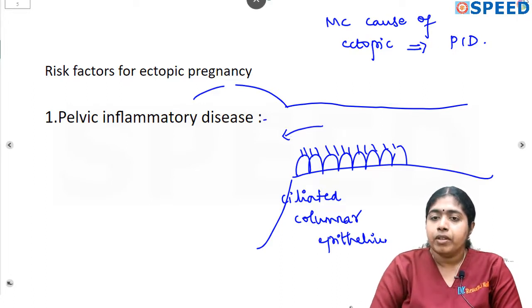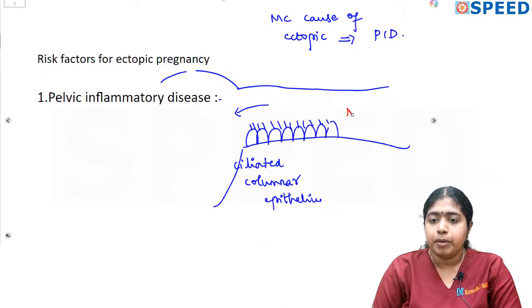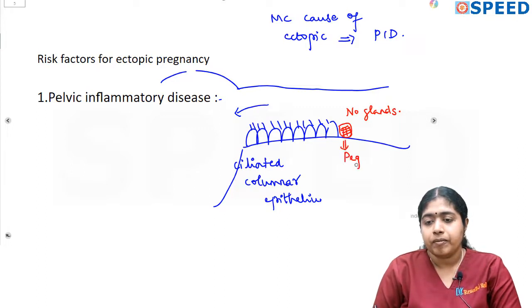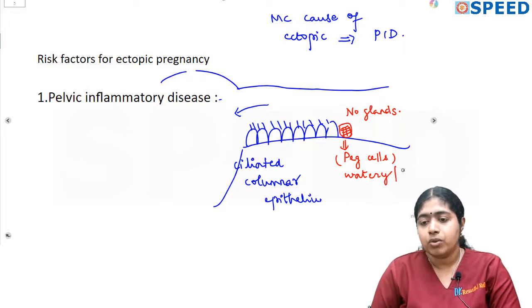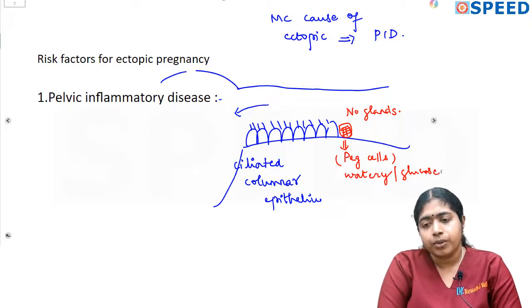Yes. Now the tube does not have any glands. It's a very important point. No glands. You know why? If glands are present, then what happens? Thick secretions can block the tube. But instead of glands, the tube has some special cells. These cells are called PEG cells. PEG cells do not secrete a thick secretion. The secretion is watery. It's rich in glucose and fructose, and this is to nourish the gametes and the zygote. So PEG cells are there. There are no glands. Okay.